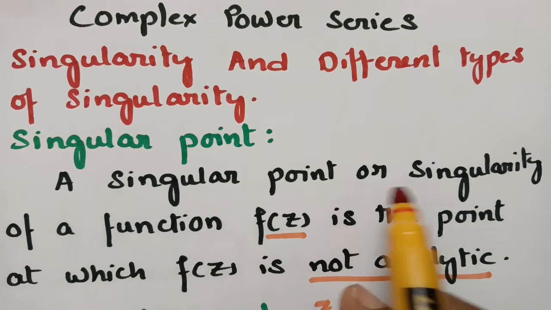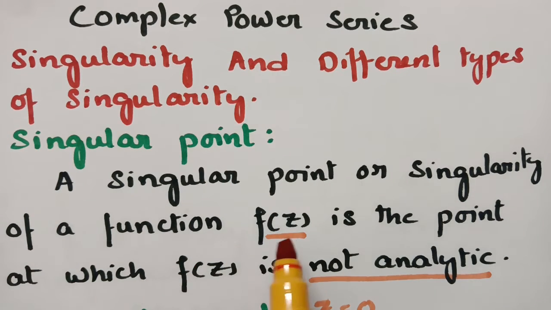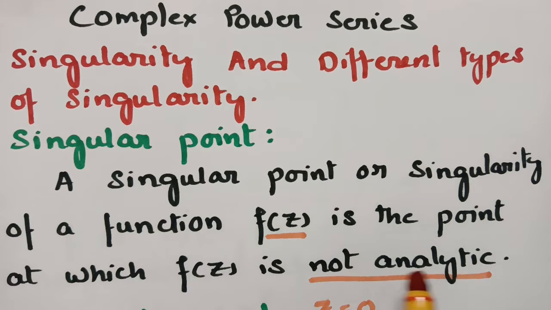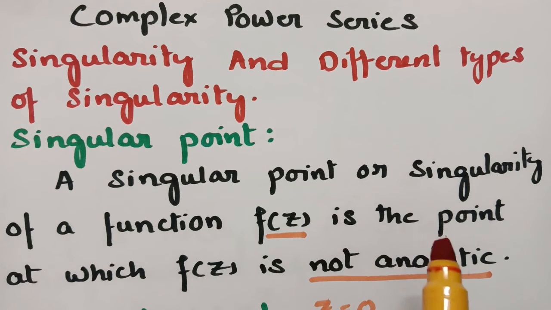A singular point or the singularity of a function f of z is the point at which f of z is not analytic. If you examine this clearly, the point at which f of z is not analytic is called the singular point.